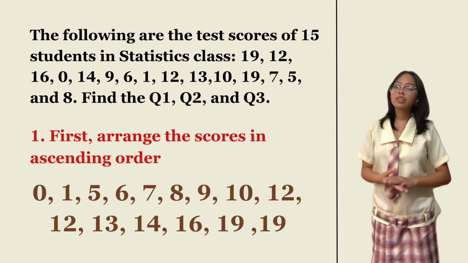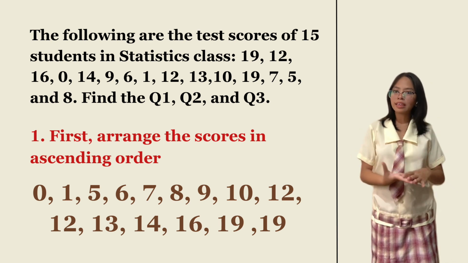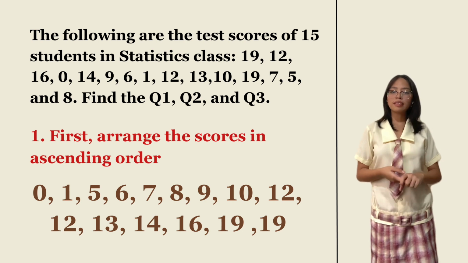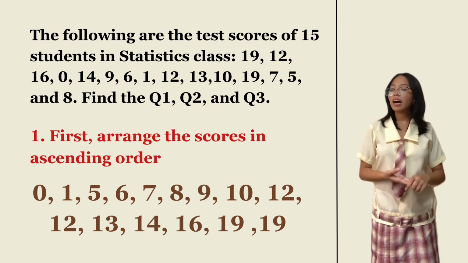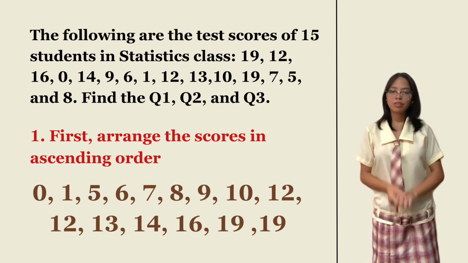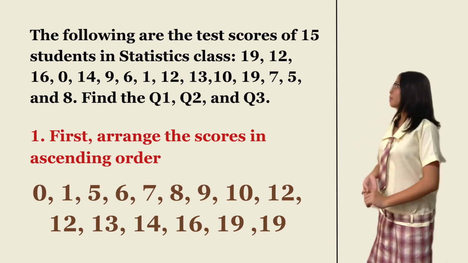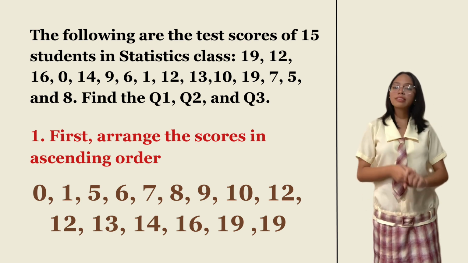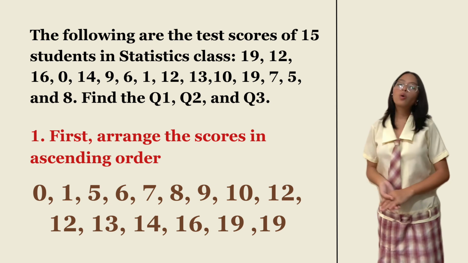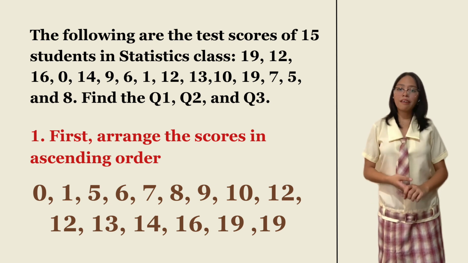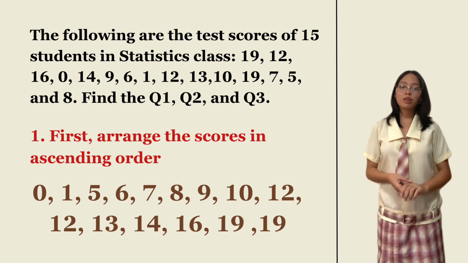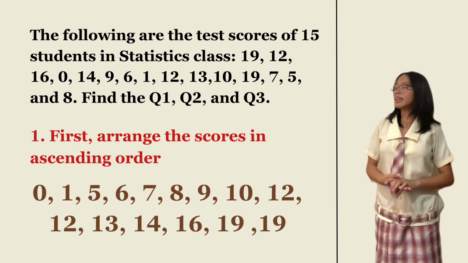Now, let us try to solve this problem. The following are the test scores of 15 students in a statistics class. Let us find quartile 1, quartile 2, and quartile 3. Our first step is to arrange the scores in ascending order. So we have the numbers 0, 1, 5, 6, 7, 8, 9, 10, 12, 12, 13, 14, 16, 19, and 19.